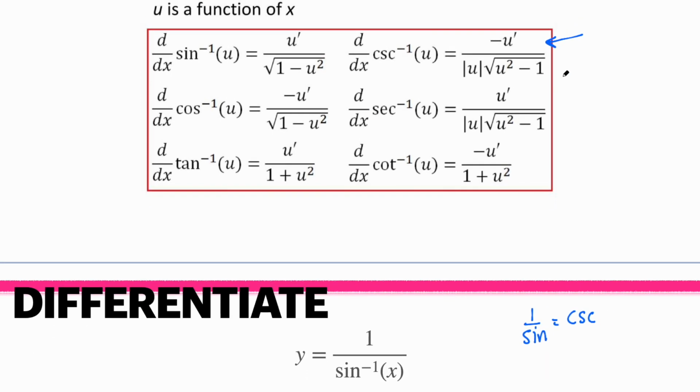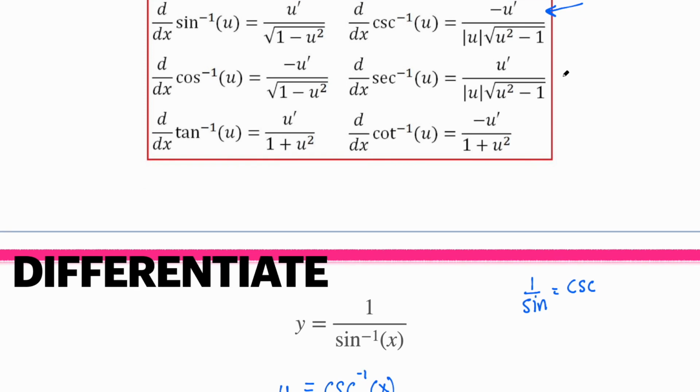Now, in this case, u is going to represent any function that's there. So therefore, I know that my answer is going to be negative the derivative of x, which is 1. And on bottom, it is going to be the absolute value of x multiplied by the square root of x squared minus 1.